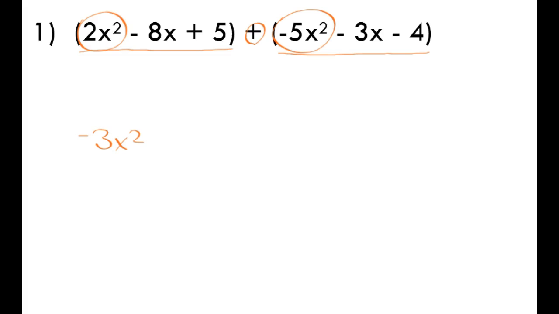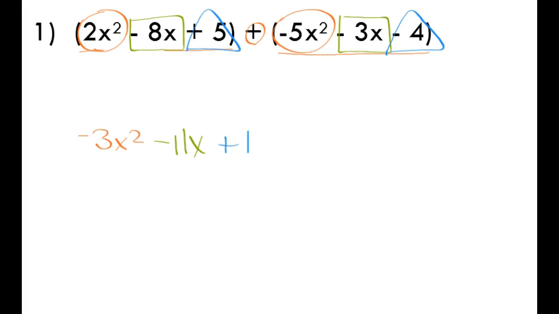Then you can combine, let me use different colors and shapes. Alright, let's try that again. I'm going to box in the negative 8x and the negative 3x. They're both negative, so I'm going to add and keep the sign, and get negative 11x. And then last are the constants. I have a 5 and a negative 4, and when you add that, you get positive 1.